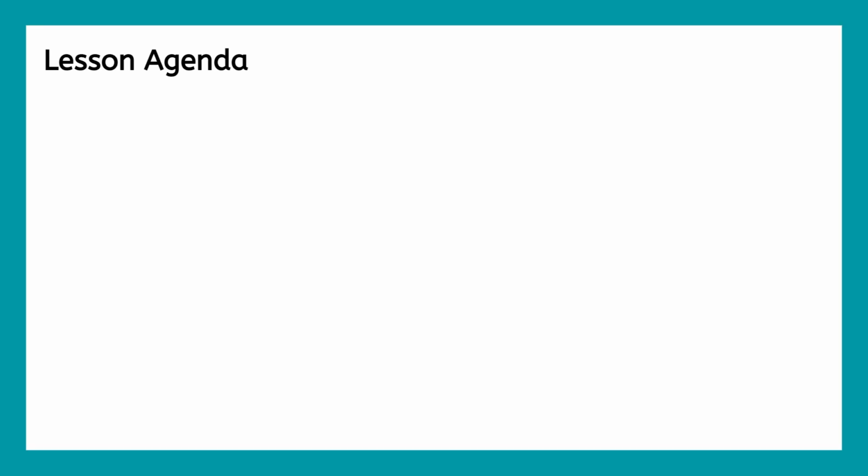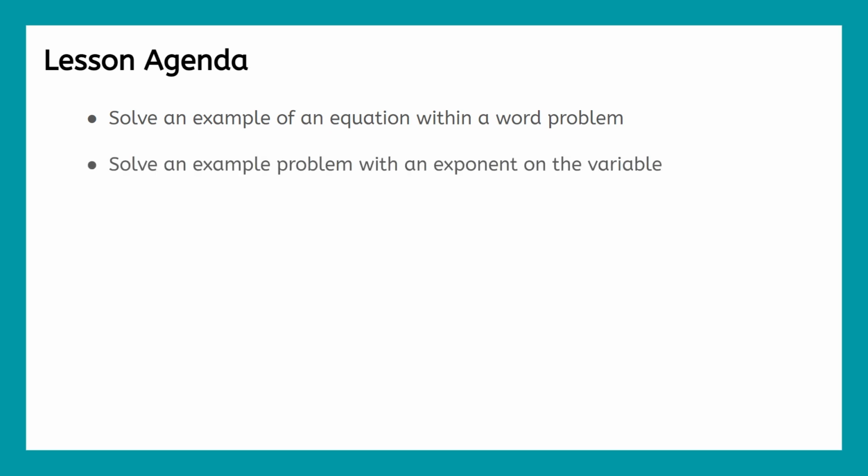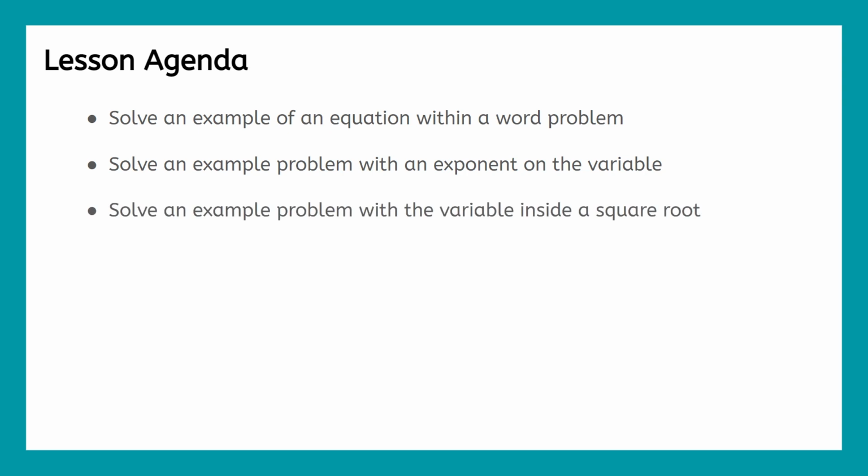Let's start by reviewing our lesson agenda. First, we'll solve an example of an equation within a word problem. So here we'll practice an important skill of using words to identify variables. Then we'll solve an example problem with an exponent on the variable. So how do you handle that when you have an exponent? We'll go through that. Lastly, we'll solve an example problem with the variable inside a square root.